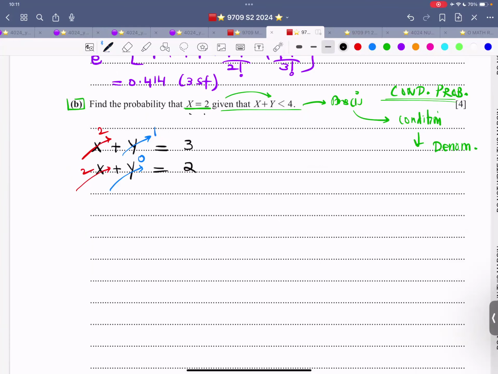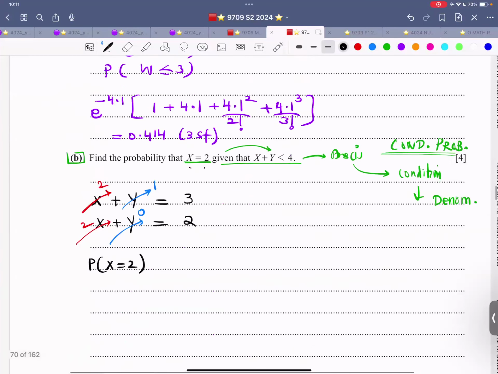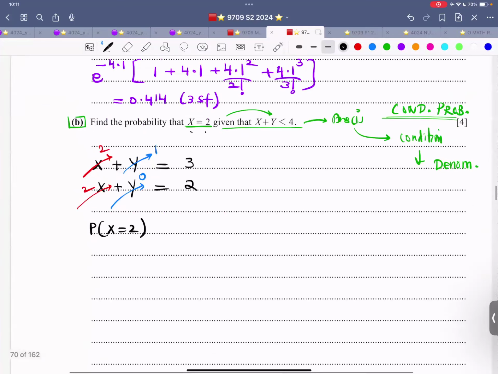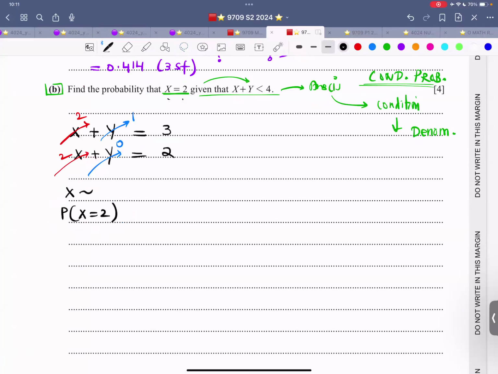So now let me write down the probability. Probability X is equal to 2. Only for X, that is Poisson distribution 1.9. So now let me write over here like this. First of all, X follows a Poisson distribution with 1.9. Probability X is equal to 2: e raised to the power of minus 1.9, 1.9 squared over 2 factorial.